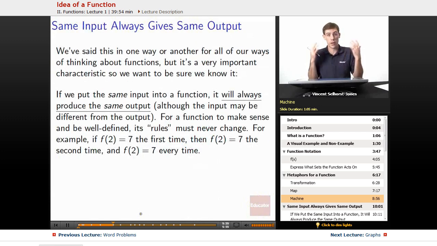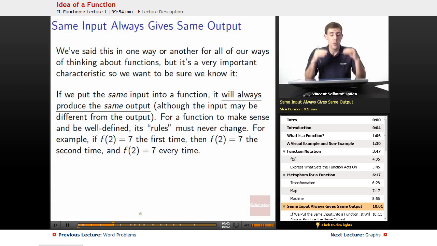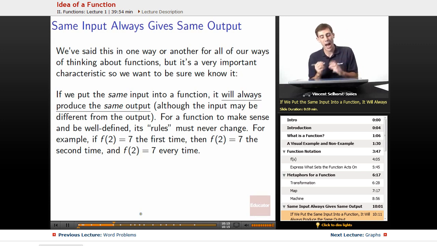This idea is so important, we're going to talk about it really explicitly. We've said this one way or another for all of our different ways of thinking about functions, but it's such an important characteristic of a function, we want to make sure that we know it. If we put the same input into a function, it will always produce the same output. Now, the input and the output could be totally different. The input isn't necessarily going to be where we show up in the output, right? You start in San Jose and then you show up in some farmer's field 100 kilometers to the north. But you're going to come out to that same farmer's field each time because you're showing up at the same location.